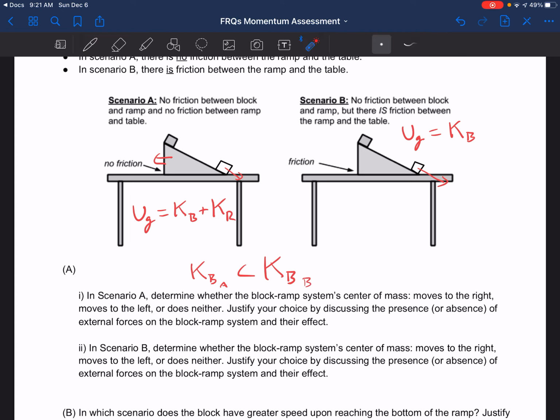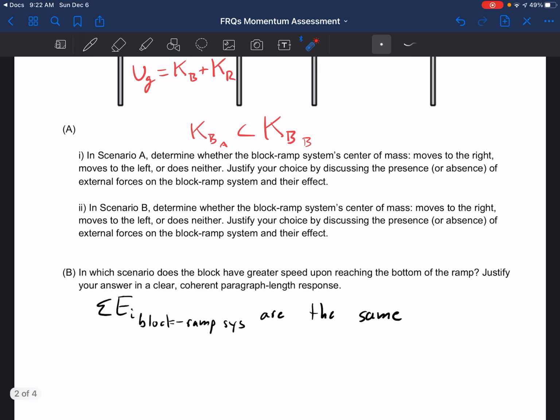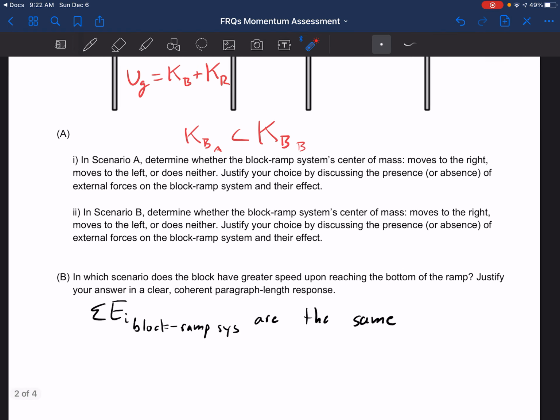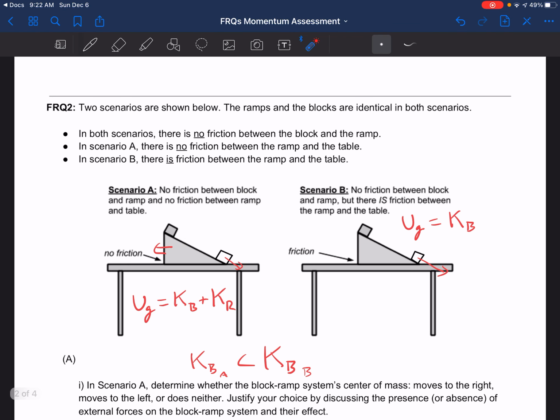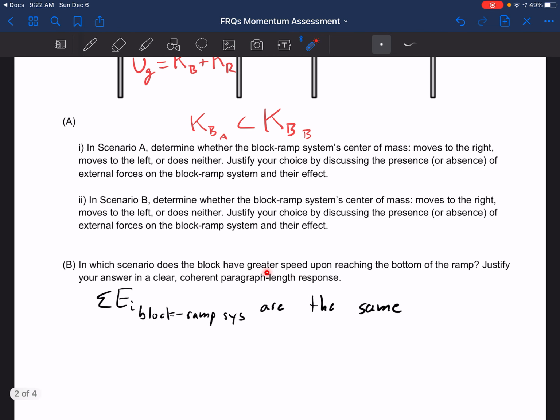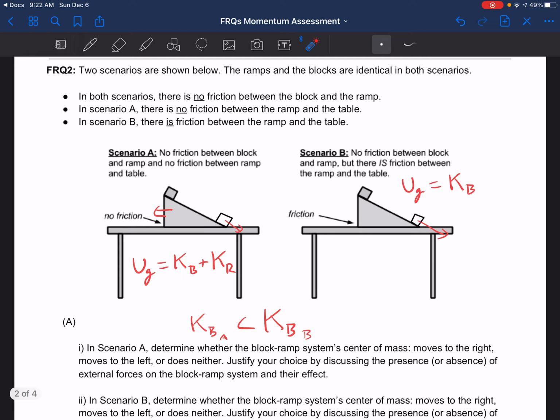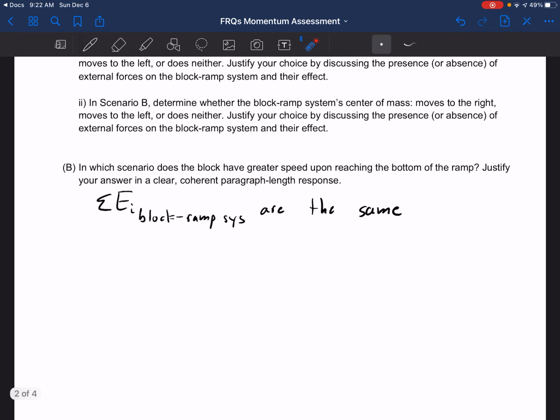So all of that initial potential energy in the system goes into the block in B, but only some of it goes into the block in A. So for that reason, the block is going slower in scenario A. So I was looking for a statement about how the energy of the systems is the same at the beginning, but at the end, the energy has to be shared between the block and the ramp here. But in scenario B, all of that energy is in the block. So therefore, the block in scenario B will have greater speed. So those are kind of all of the key things that I was looking for here.